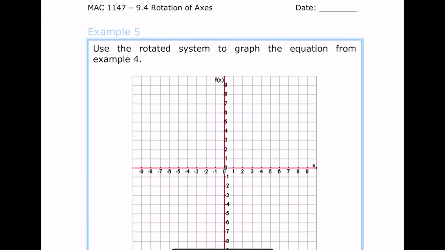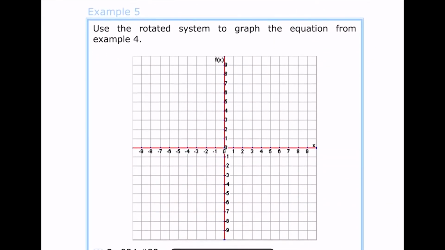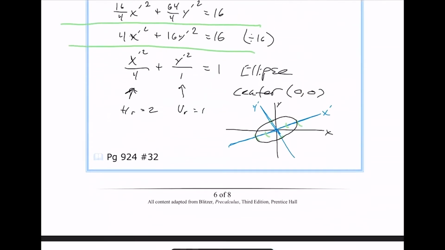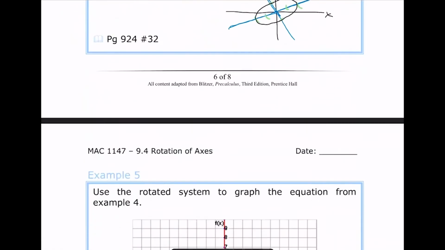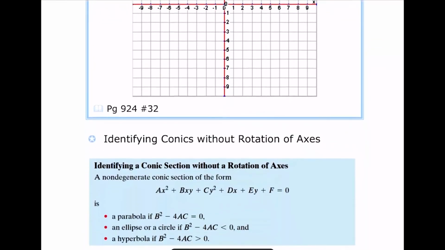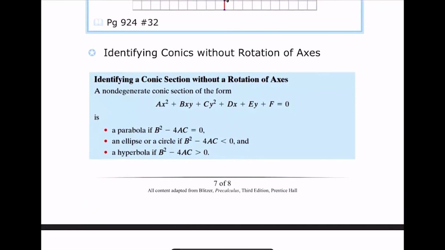Use the rotated system to graph the equation from example 4. We're not doing that. We just sketched it by hand right here, and we just saw that it's already graphed for us on the first page, so I'm going to skip that. And then life gets easier for the last page or so of our notes.